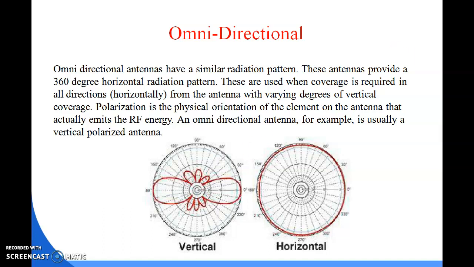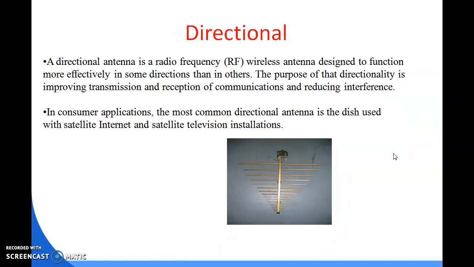Next is directional antennas. A directional antenna is a radio frequency (RF) wireless antenna designed to function more effectively in some directions than in others. The purpose of that directionality is improving transmission and reception of communications and reducing interference. In consumer applications, the most common directional antenna is the dish used with satellite internet and satellite television installation.